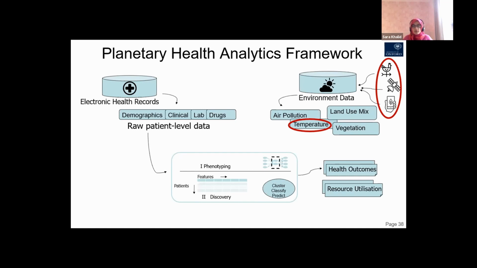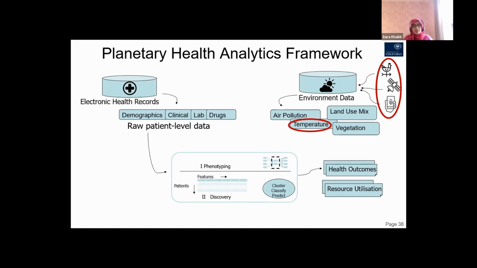So to begin with, these data from the environment can be fundamentally different to patient level data. They can come from different sources and they can be recorded in different ways. For instance, if we look at just temperature, this may be derived from weather-based stations, from gridded data, from satellite imagery, or even citizen self-reported data.